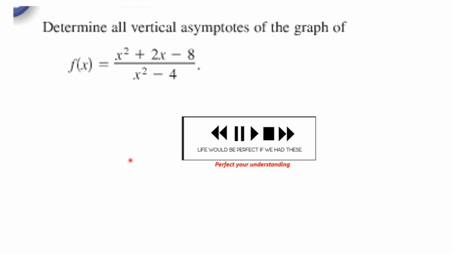Okay, so here we are to determine all vertical asymptotes of this graph. You know what to do. Let's see how you did. In fact, we're going to see how you did in 11.1.